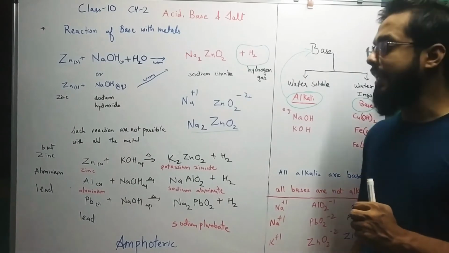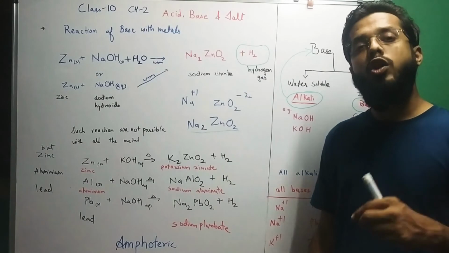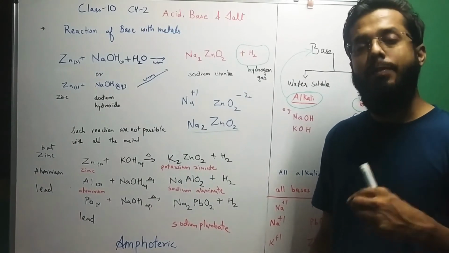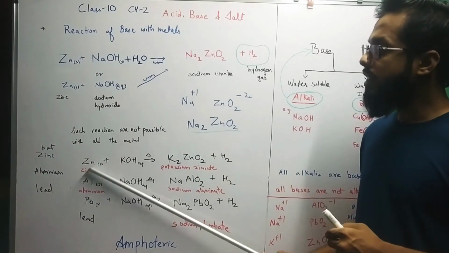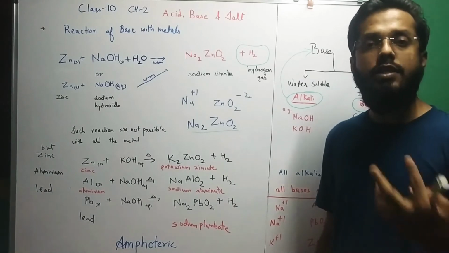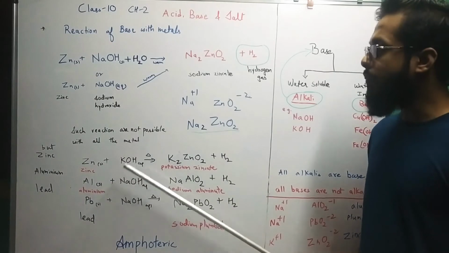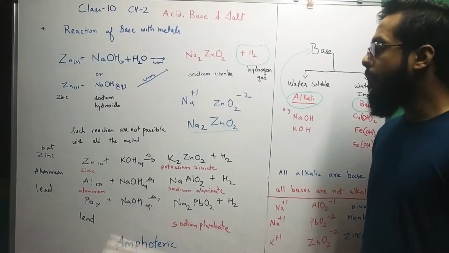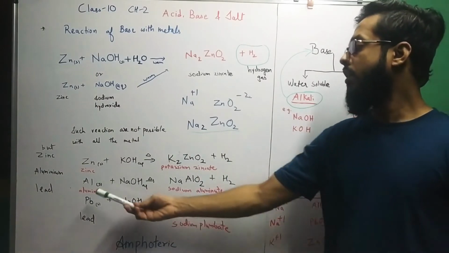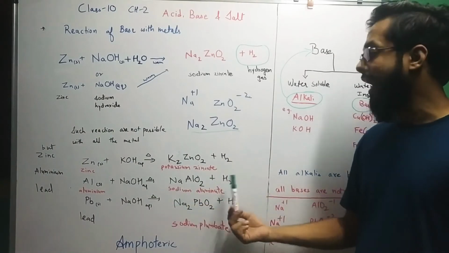In other words, sometimes they behave as an acid, sometimes they behave as a base. That's why such elements are known as amphoteric elements or amphoteric substances. So you can see zinc in solid state reacts with potassium hydroxide, and we get potassium zincate plus hydrogen gas. Aluminum plus NaOH in aqueous solution gives sodium aluminate plus hydrogen gas.